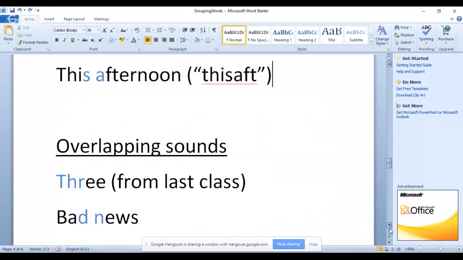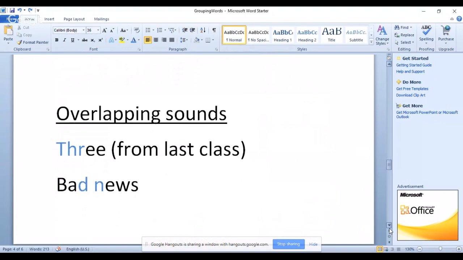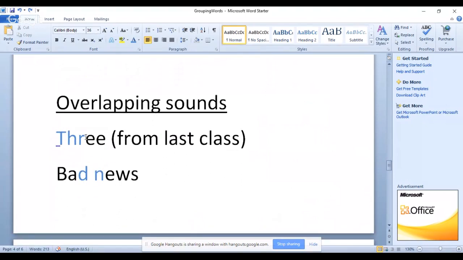Moving on, overlapping sounds. I wanted to bring in our class from the other day because we have overlapping sounds. What we learned last time was when we're saying the th sound in the word three, we're actually also preparing our mouth for the R sound as well. Now, it's not exactly what we're going to see in the next example and the one below, but it's very similar. So I wanted to mention that from the last class.